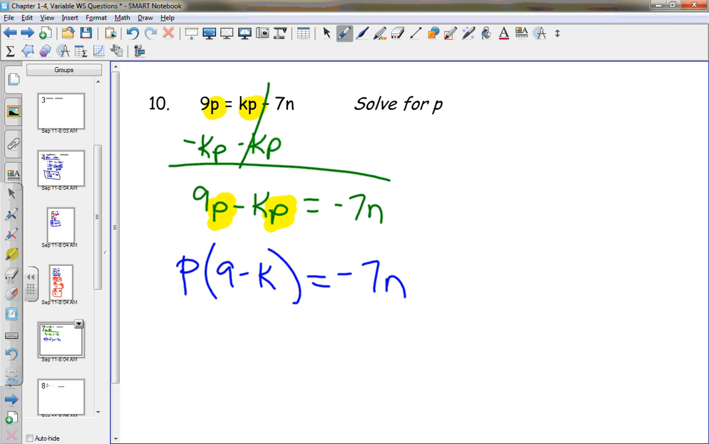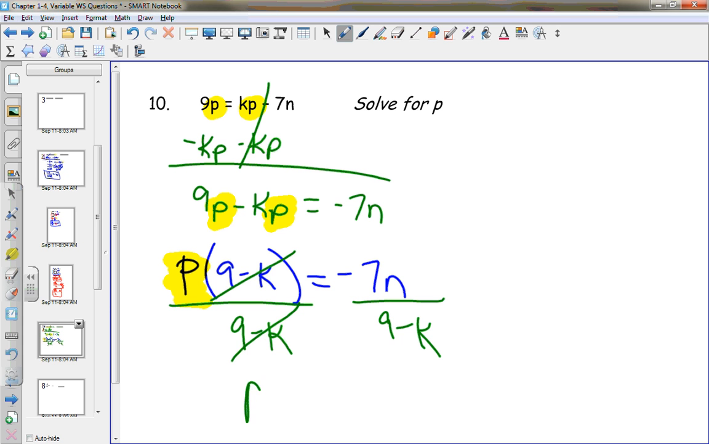Now, my question is what am I solving for? I'm solving for P. So if I'm solving for P, what is attached to the P? Is that a quantity or is that individually? The 9 and the minus K. Is that together? Yeah. It's the head and the body, right? Wherever the 9 goes, the K goes, correct? They cannot come apart. So how do I get rid of that 9 minus K? You got to divide by it. That's gone. I have P is equal to negative 7N over 9 minus K.